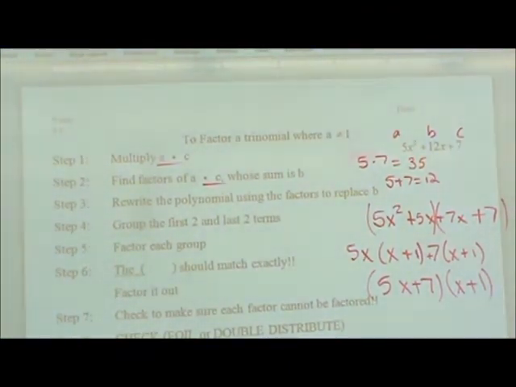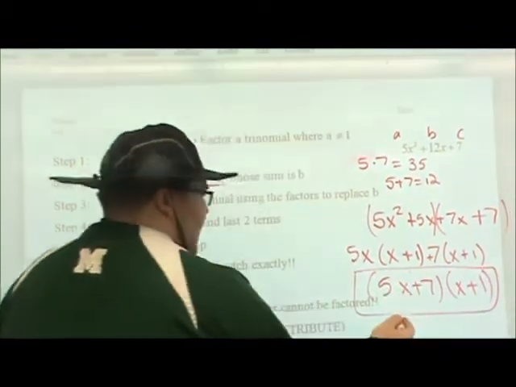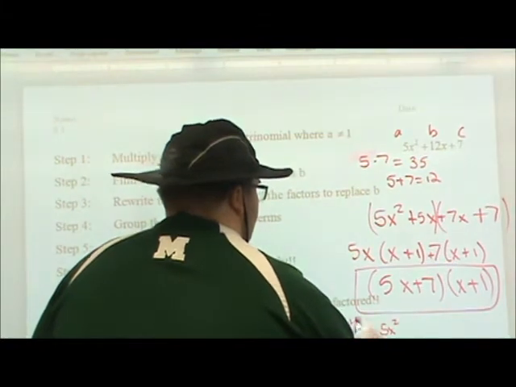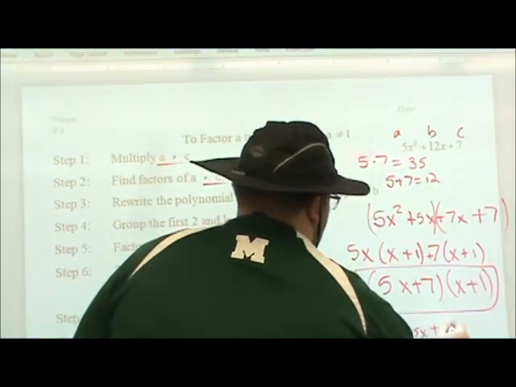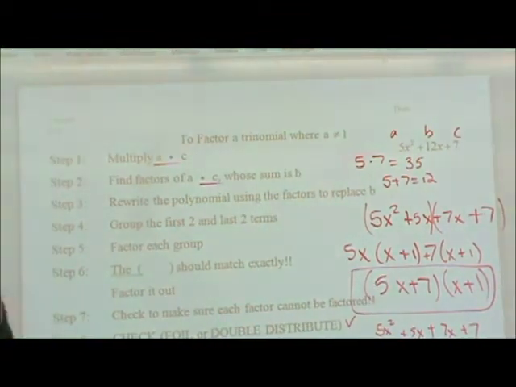Take a second at the end, just check it with a FOIL, check it with a double distribution, whatever you're going to do, okay? If we FOIL it real quick, here's my answer. So I'm going to box that up, let's FOIL it. We FOIL 5x squared, 5x, 7x, 7, and then sure enough, when we combine those middle terms, it's 12x.